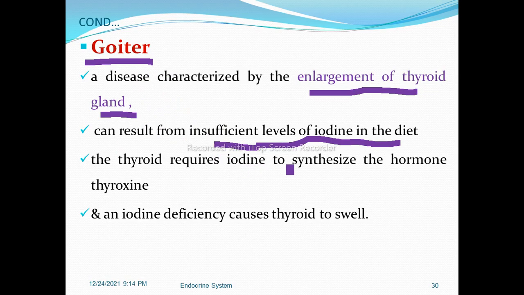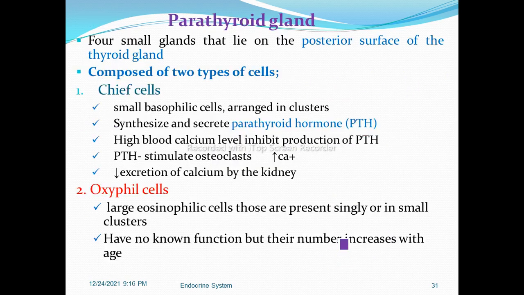The thyroid requires iodine to synthesize the hormone thyroxine, that means T4. So iodine deficiency causes the thyroid to swell. This is known as goiter. So it is important to balance the iodine amount in our food, diet, or body.